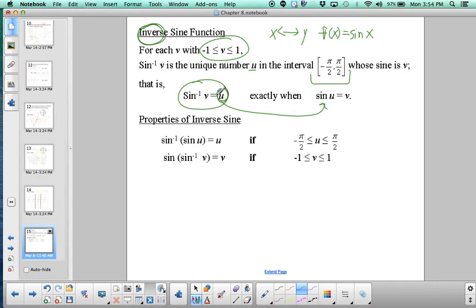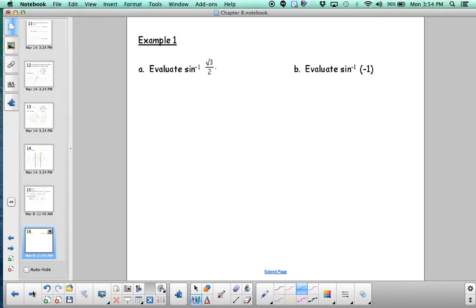But let's also look at another property here. The sine and the inverse sine are going to undo each other. So the inverse sine of the sine of u would just be equal to u. And the sine of the inverse sine of v would be equal to v. And of course that's adhering to these values that we have. So let's apply these a couple of times.